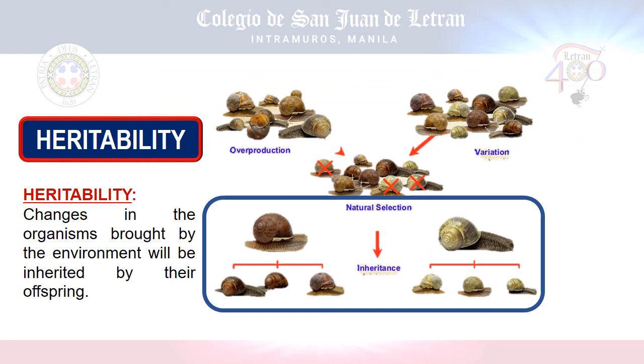And lastly, heritability or inheritance. Changes in the organism brought by an environment will be inherited by their offspring. So as you can see on the figure, variations are inherited. The best suited variants leave more offspring.